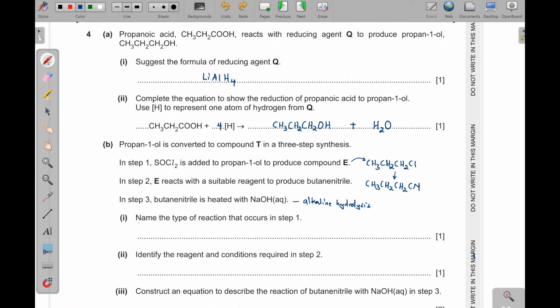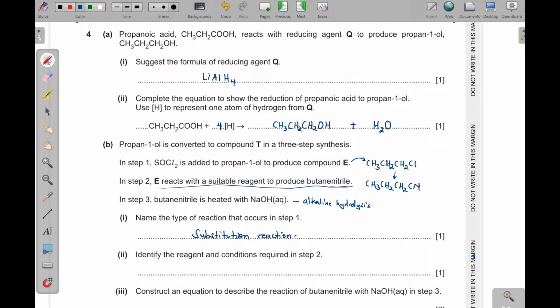Now, Roman 1 here, they are saying name the type of reaction that occurs in step 1. So here we see that the chlorine is substituting the OH. So that is what we call a substitution reaction. Substitution reaction.